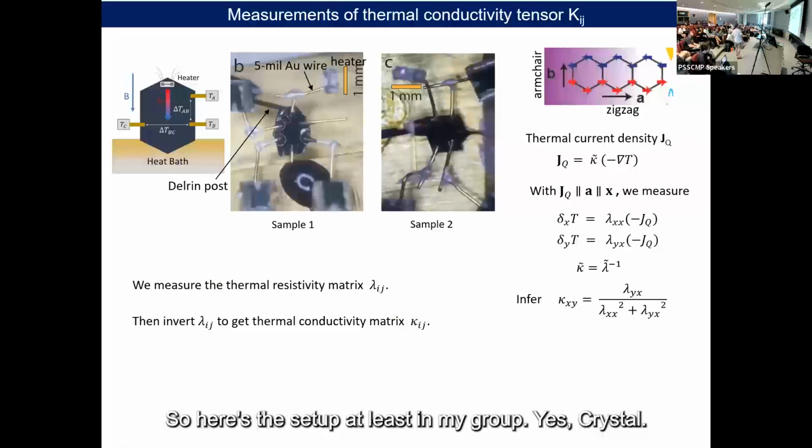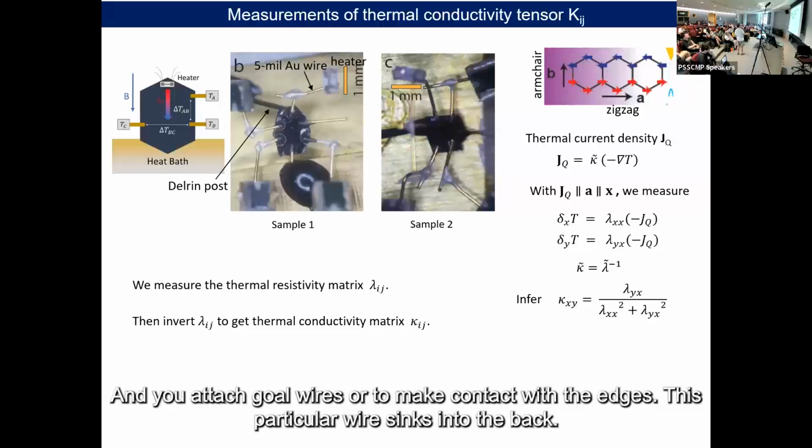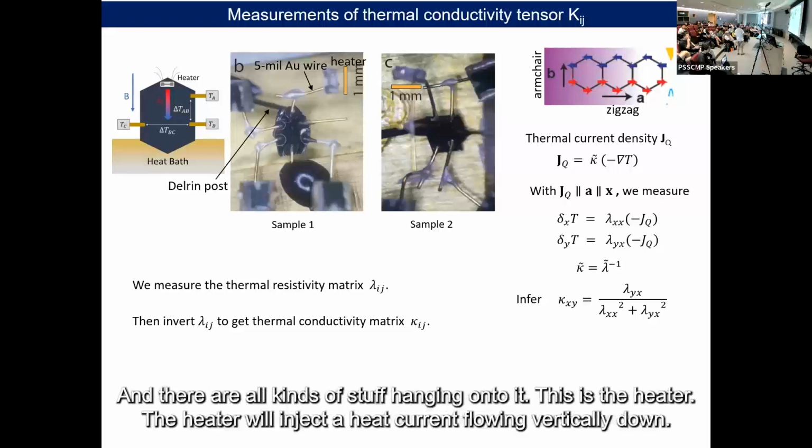So here's the setup, at least in my group. Here's the crystal, and you attach gold wires to make contact with the edges. This particular wire sinks into the bath, and there are all kinds of stuff hanging onto it. This is the heater. The heater will inject a heat current flowing vertically down.